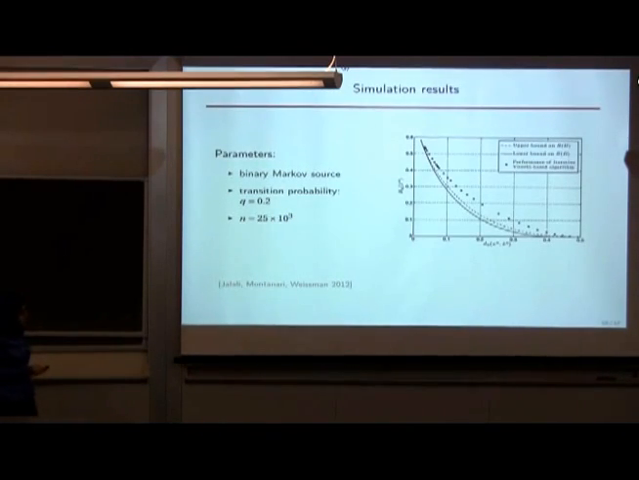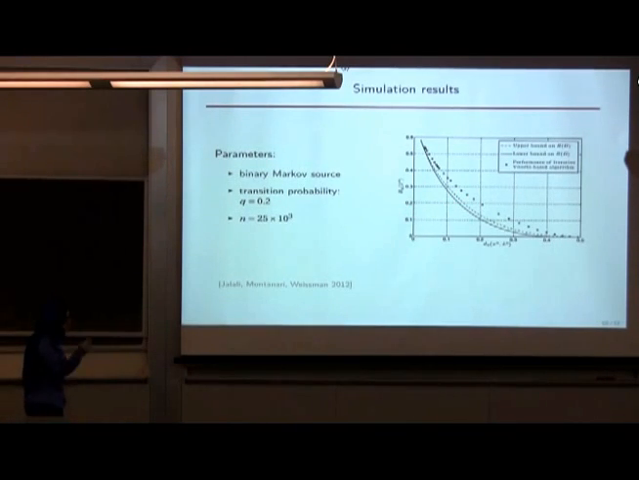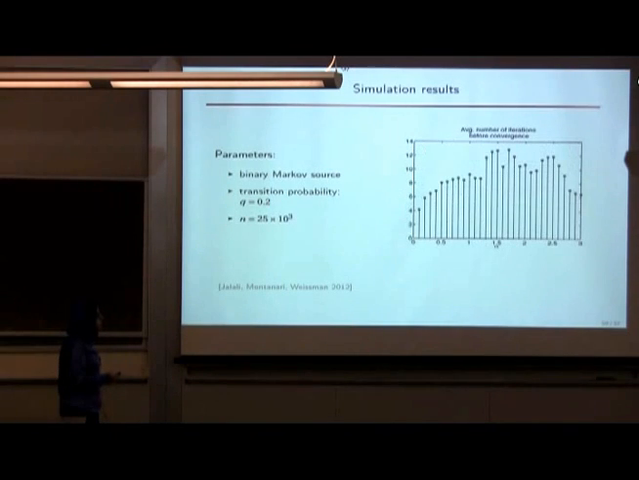So this is an example that I showed before. I have a binary Markov source. This is the transition probability. This is the block length. And these are upper and lower bounds on the rate distortion curve. And this is the performance of the code. And you can see how it can get very close to the curve. And as I described it, it doesn't know anything about the source distribution.